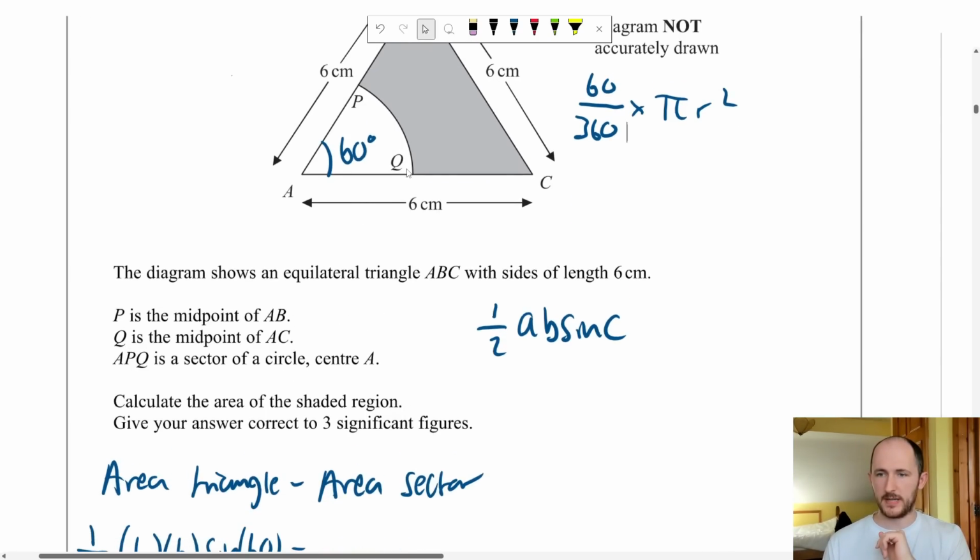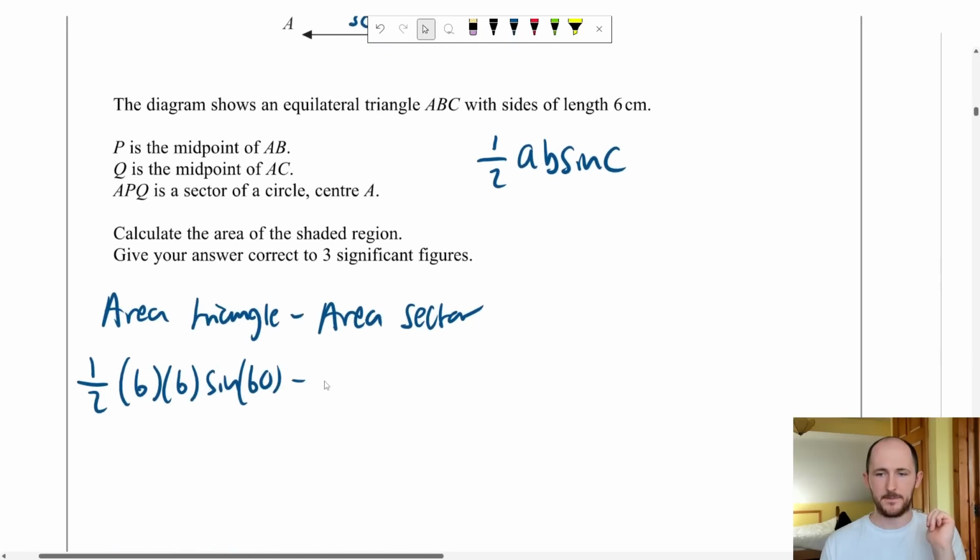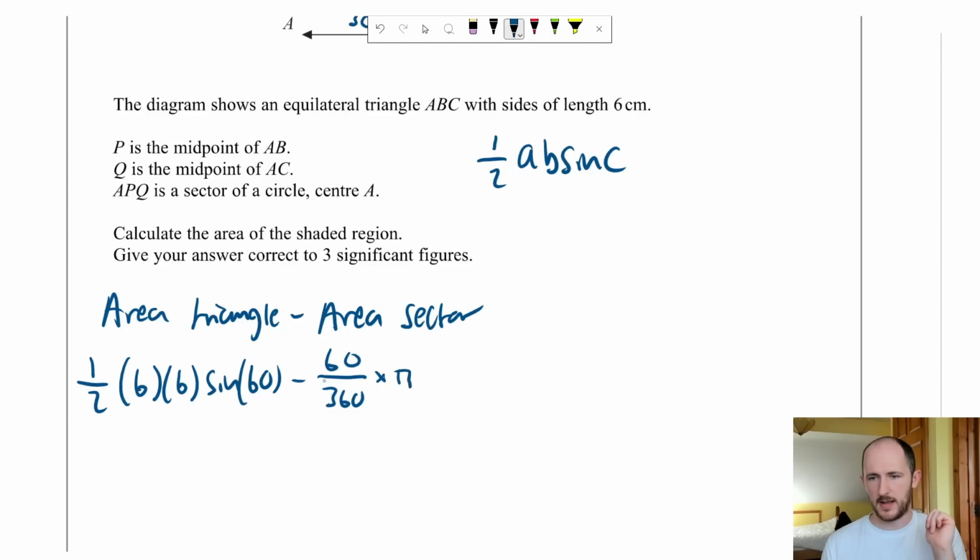Well, it says that point Q is the midpoint of AC. So it's not going to be 6 centimeters. It's going to be 3 centimeters because Q and P are the midpoints of the lines. So the radius is just going to be half of the line AB or AC. So we have 60 over 360 times pi times 3 squared.